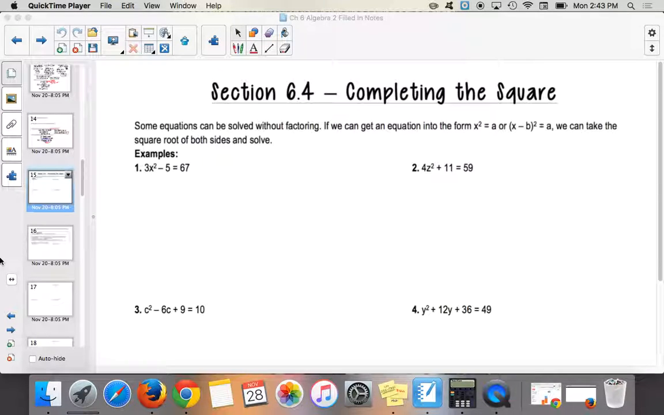6.4 is on completing the square. So the first few are just kind of introduction problems. It's going to kind of show you this process that we're going to do. So it says some equations can be solved without factoring.